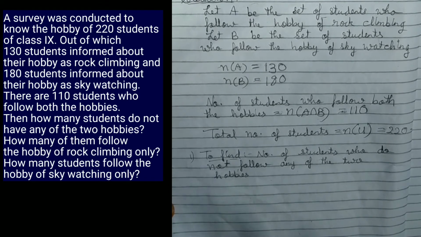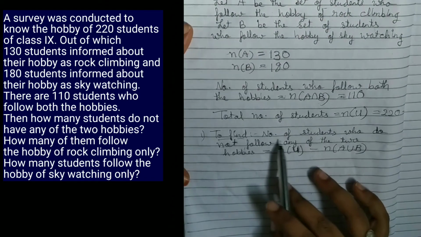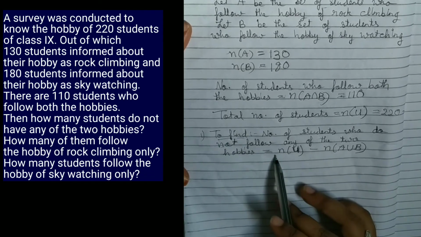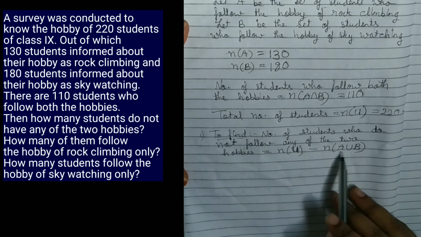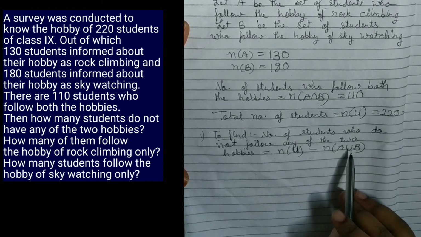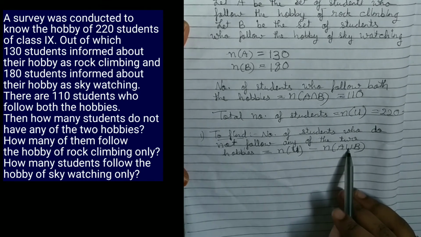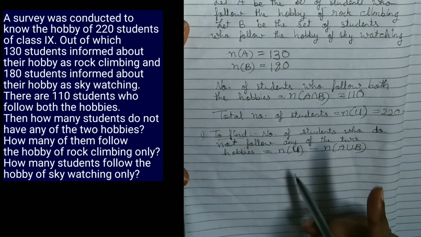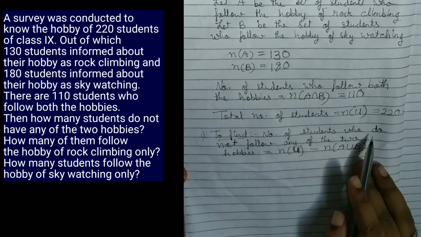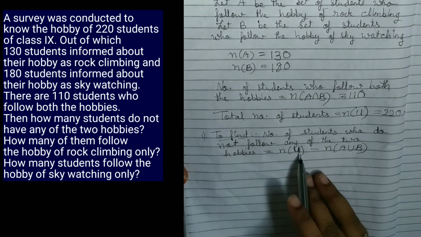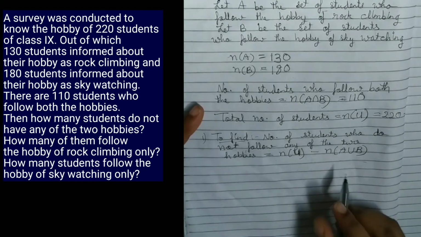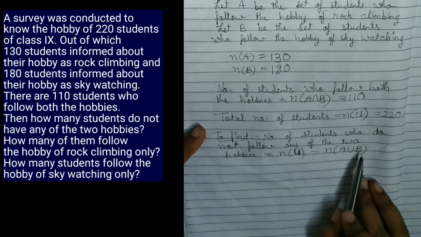have any hobbies. See, to find the number of students who do not have any hobby, first we will find the number of elements in A union B. If we find this, we will get the number of students who have at least one hobby. Okay, at least one hobby we will get. That we will subtract from the universal set, number of elements in U. So first we will find the number of elements in A union B.